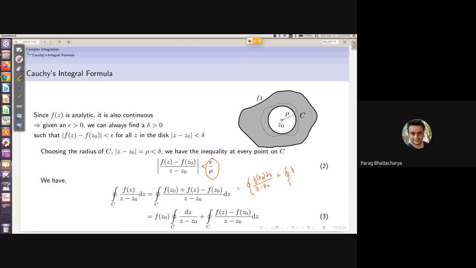So integration over c of f of z minus f of z naught divided by z minus z naught into dz. Now here f of z naught is a constant, no? Because it's the value of the function at the central point. Because it's a constant, it is going to come outside the integral. So in the first integral, f of z naught comes outside, and what is left behind is dz divided by z minus z naught, and we have this other integral.